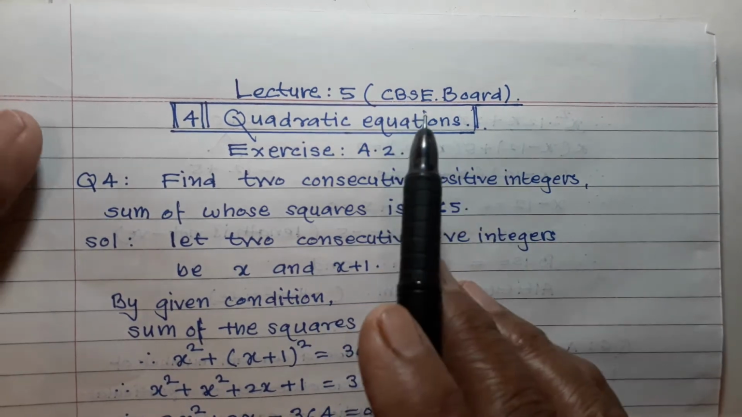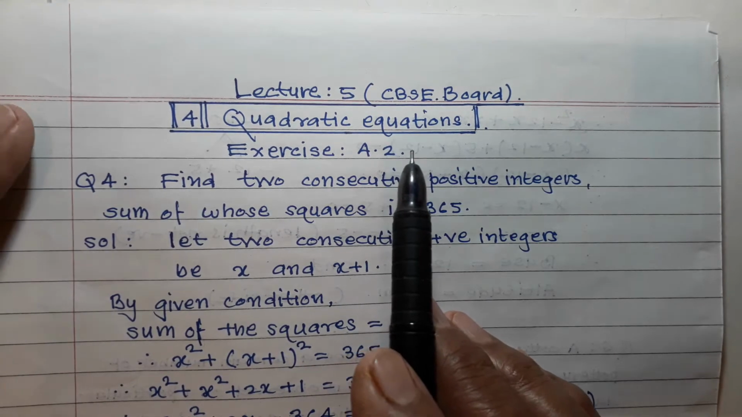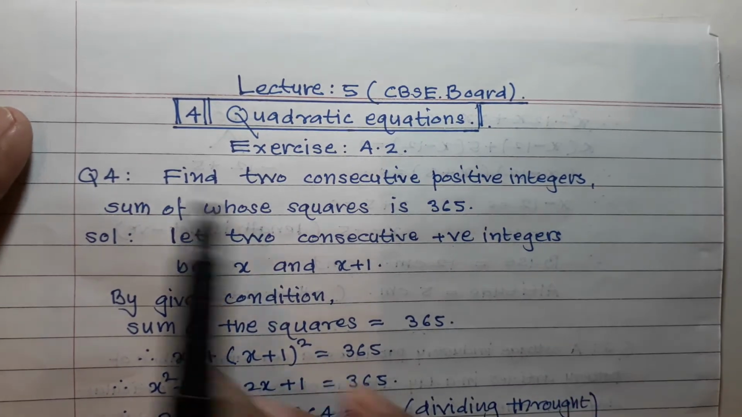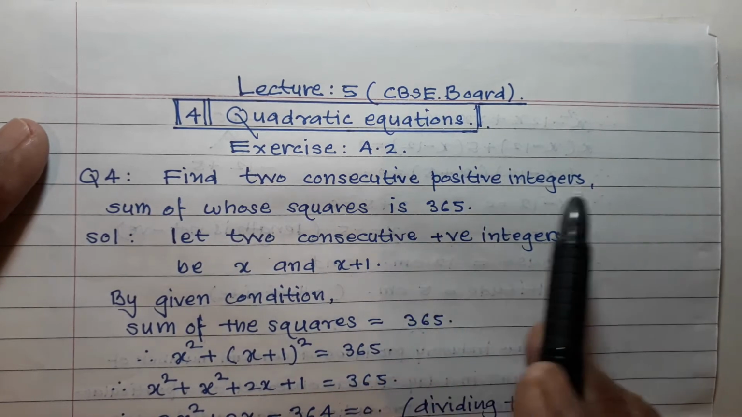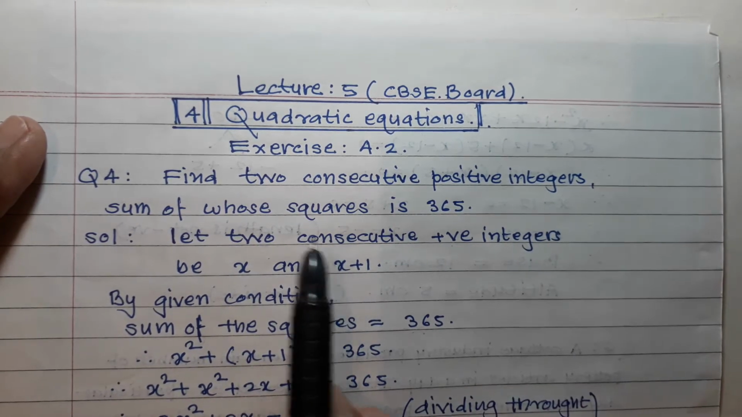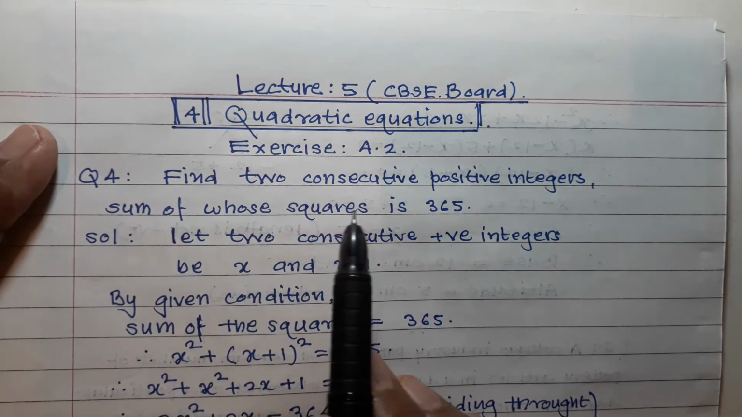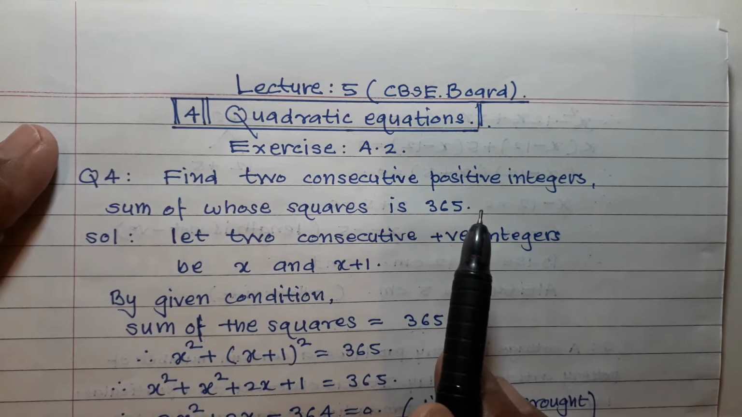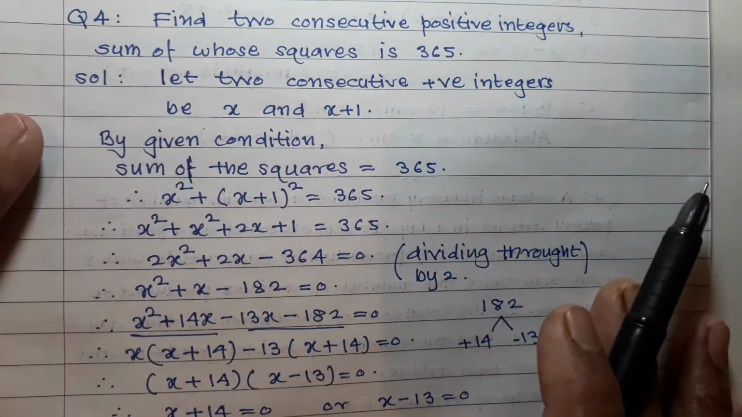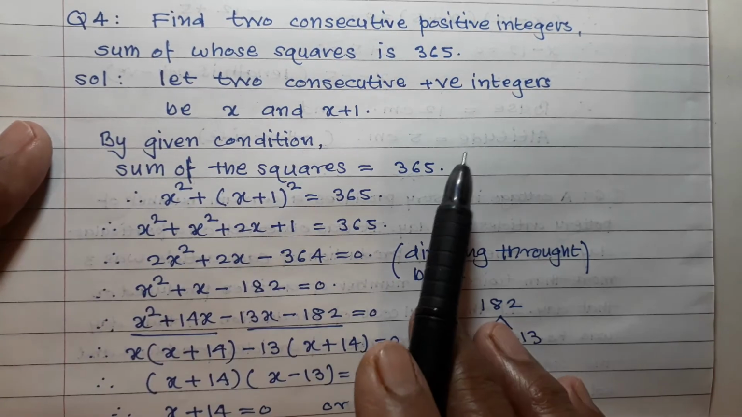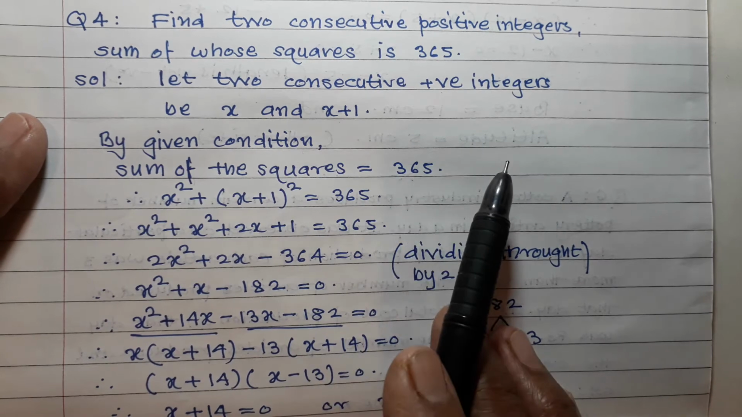In this lecture, I am going to explain some examples from exercise 4.2. Question number 4: Find two consecutive positive integers, the sum of whose squares is 365. Okay, now try to understand the solution. Read your question properly, find conditions and write proper equations.